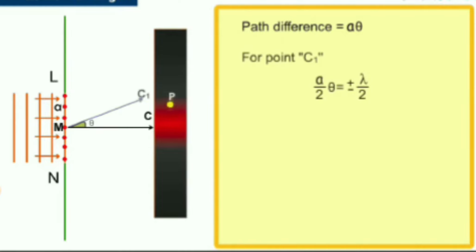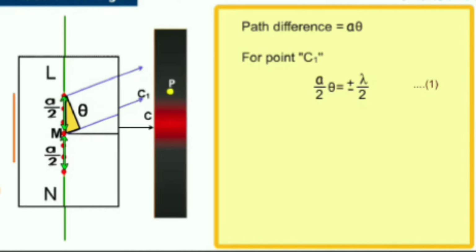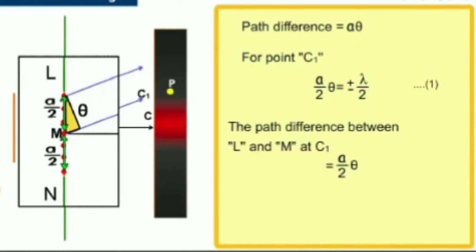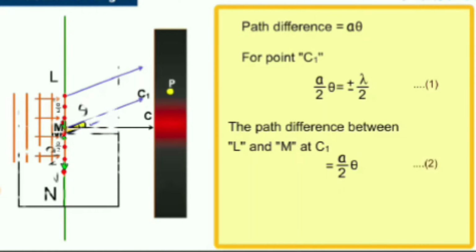Now, consider another point C1 on the screen such that A by 2 into theta is equal to plus or minus lambda by 2. Let us label this as equation 1. Imagine that the slit is divided into two equal halves, LM and MN, with a width of A by 2 each. Consider the waves from the point sources located at L and M, reaching the point C1. Since these two sources are separated by A by 2, the path difference between them at the point C1 is equal to A by 2 theta. Let us label this as equation 2.